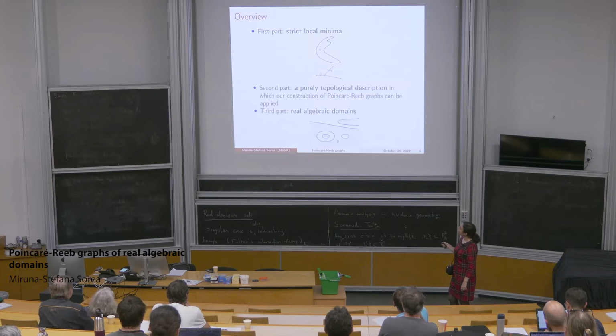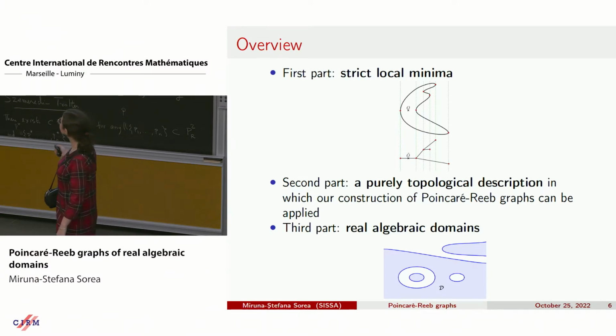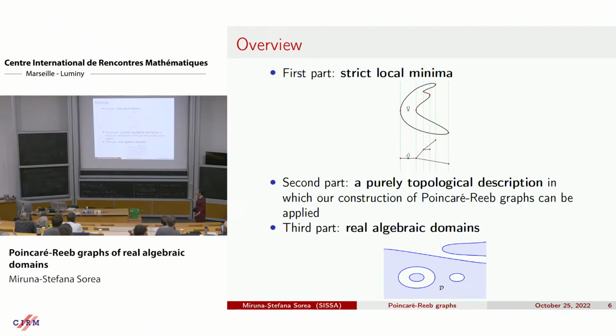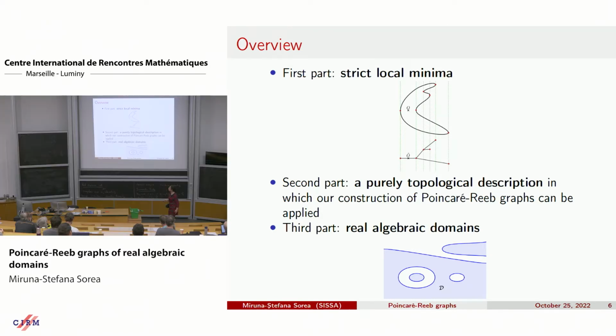Then I will generalize this for real algebraic domains, as I showed you before, the objects we consider. But in between, I will also present the most general context that we could find in which the construction, this collapsing procedure, can be applied such that the graph will still be embedded in the plane and will have finitely many vertices. Because one might want to use this collapsing procedure also in other contexts with no differentiability assumptions at all.